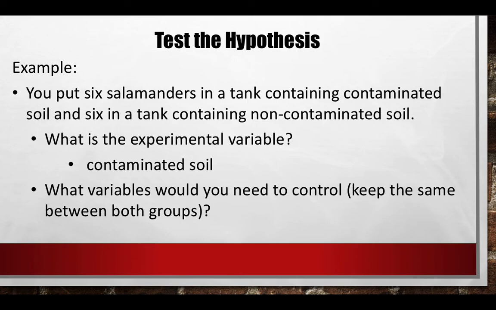So all of those variables that are the same between both groups are what we call control variables, because they control the whole situation to make sure that the only thing that is different is the experimental variable, in this case the type of soil.